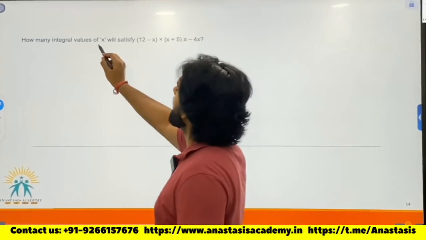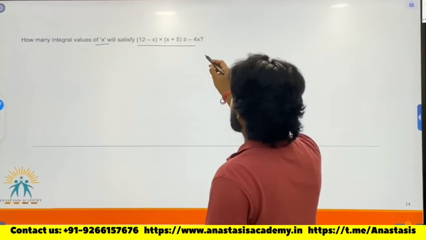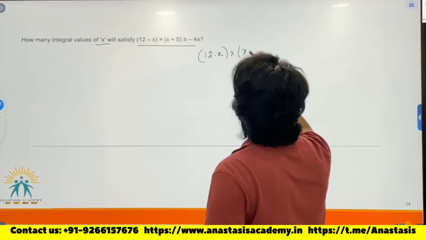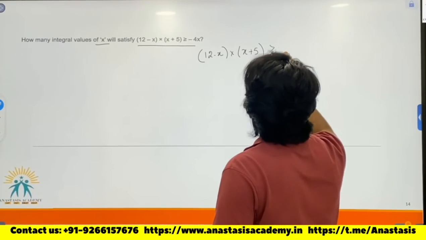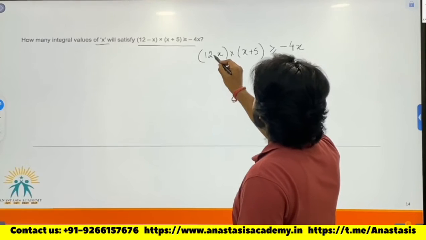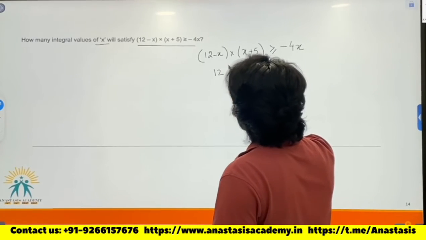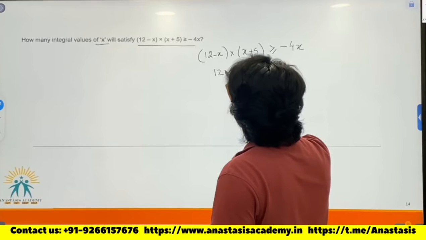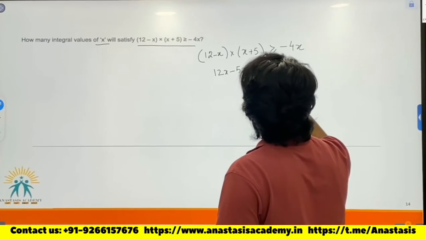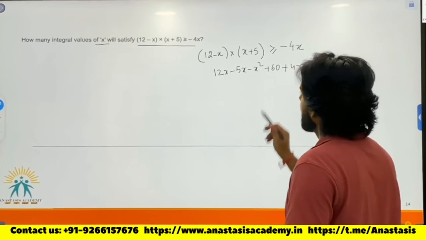How many integral values of x will satisfy this inequality? That is (12 minus x) into (x plus 5) is greater than or equal to minus 4x. So just expand this. This is 12x minus 5x. So it becomes 12x minus 5x minus x square plus 16 plus 4x is greater than or equal to 0.